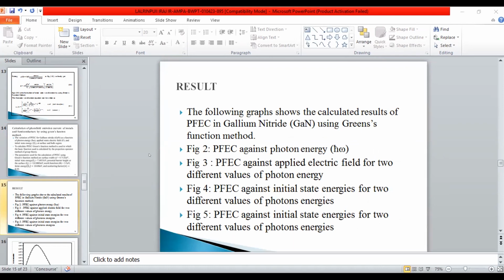Figure 2 is photo field emission current against photon energy ħω. Figure 3 is photo field emission current against applied electric field for two different values of photon energy, and figure 4 is photo field emission current against initial state energy for two different values of photon energies. Figure 5 is photo field emission current against initial state energy for two different values of the photon energies.